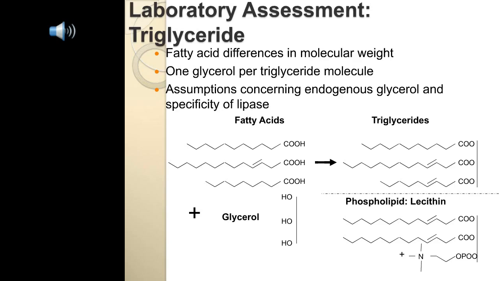However, it needs to be remembered that there are other glycerol-based biological lipids, most particularly phospholipids, and so as we perform the assay, we are making assumptions. We're measuring the glycerol, but we're making assumptions about the relative lack of endogenous glycerol, and we're also making assumptions about the generation of glycerol via a lipase and its specificity for triglyceride as compared to lecithin.